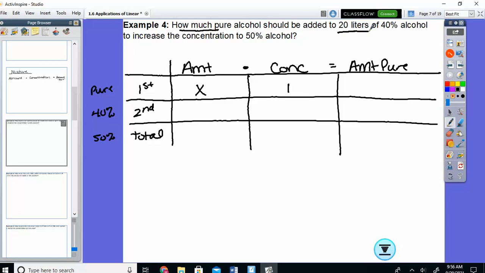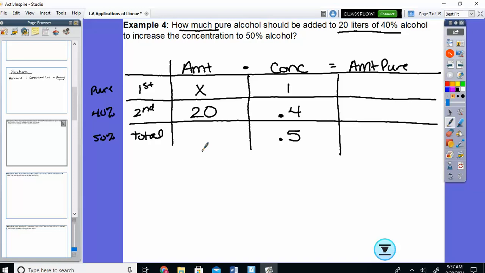Should be added to 20 liters of a 40%. So the amount of my 40 is 20. The concentration, 40%, would be 0.4. To increase the concentration to 50%. So the concentration on my total is 0.5. Okay, I didn't give you the amount of the total. So let's see if we can figure that out.